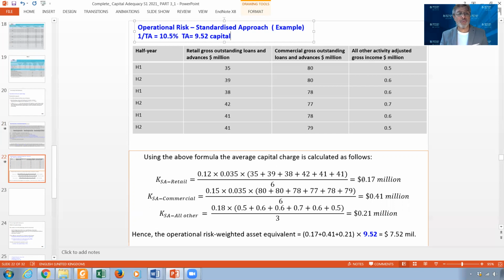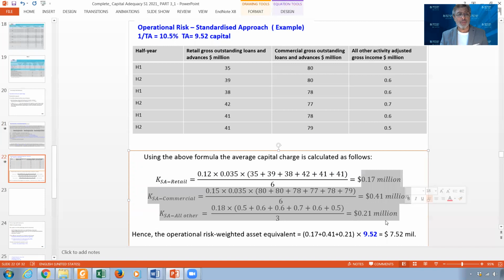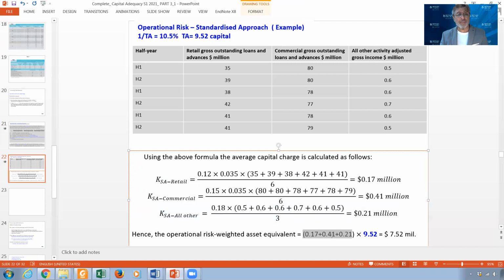And this is why we have to add all of those and multiply them. And I did multiply them by 9.52. Why? To get the risk-weighted assets for operational risk. I'm not interested in the capital. This is what we call the capital charge.